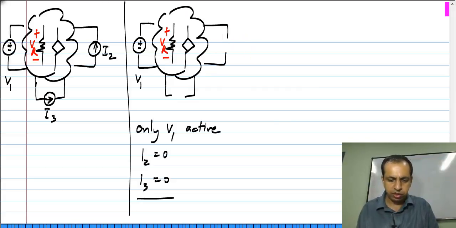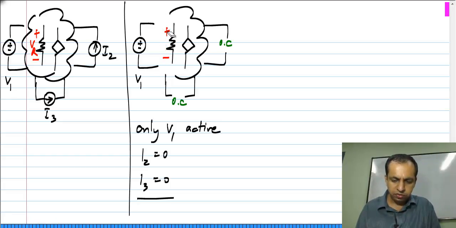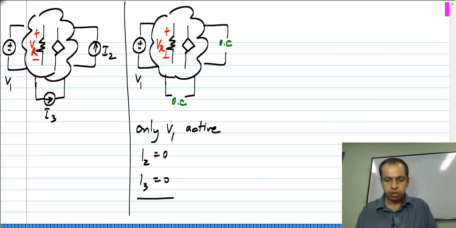So, let me mark that here just for clarity. So, this is an open circuit and this is an open circuit. Okay. And let me call the voltage VR I get from this as VR1. Okay. So, what I do is the following: I set I2 and I3 to 0.